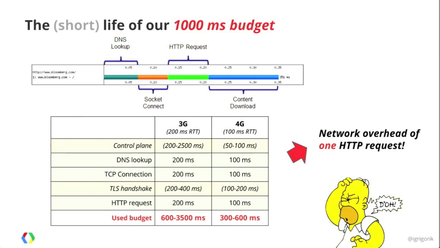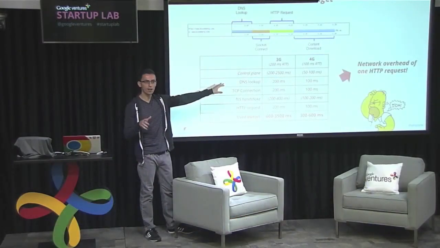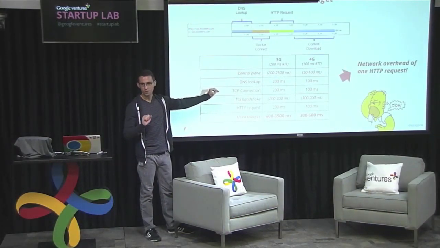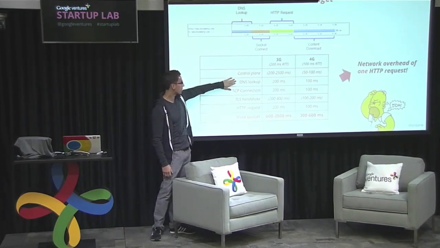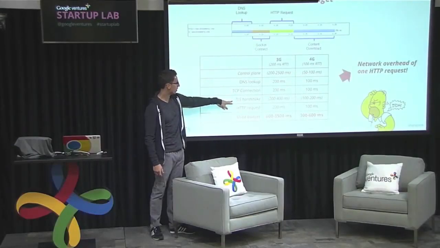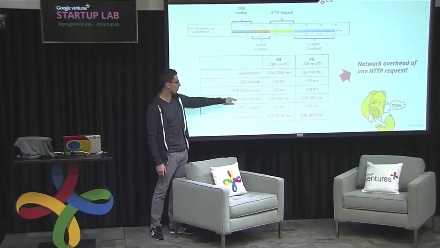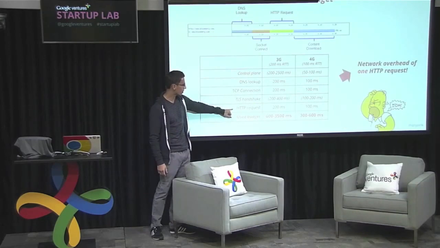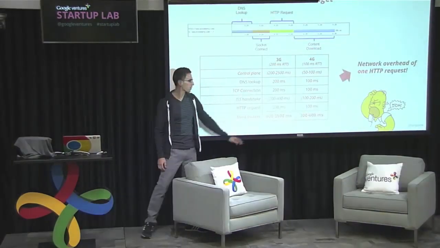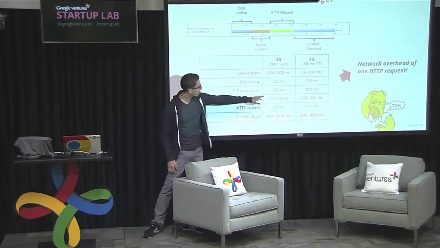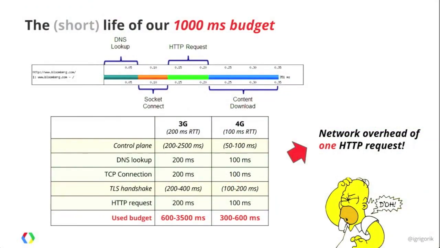On a 3G network, that can be up to 2.5 seconds. Then we need to do a DNS lookup, so I'm assuming these 200 and 100 millisecond round trip times, which I think are actually fairly aggressive in most cases. So these are, I'm going to say, optimistic numbers. So DNS lookup, we need to do the TCP connection. Then if you're doing TLS, then there's another couple of round trips, and then HTTP request. And what you end up with is we spent anywhere from 600 milliseconds. So in the 4G case, let's say roughly half a second went just to the network latency, right?